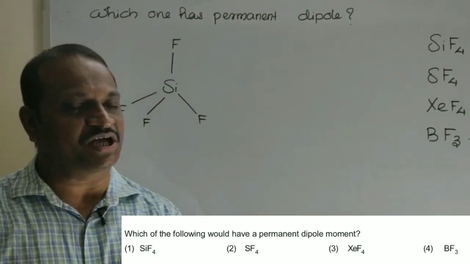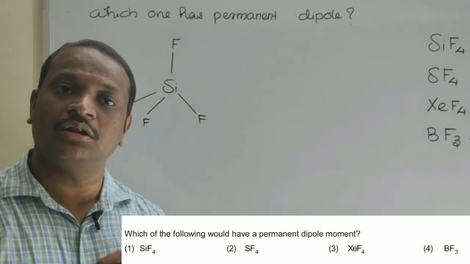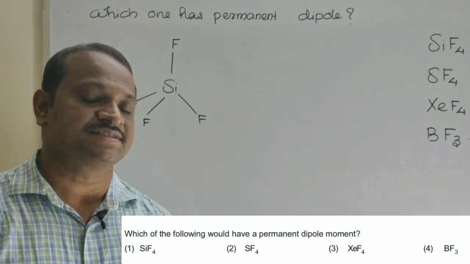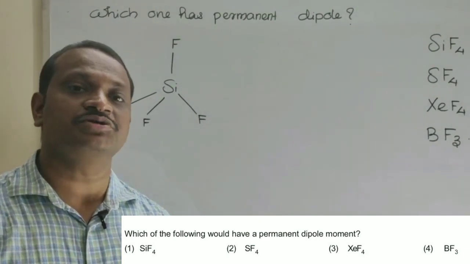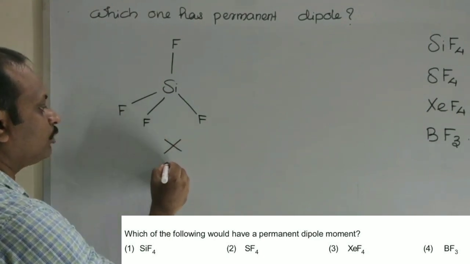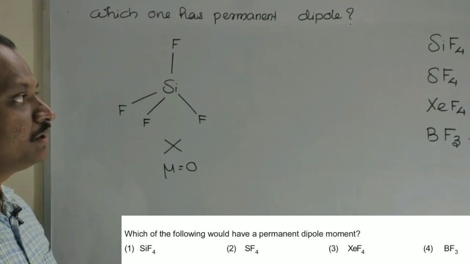You know what the specialty of tetrahedral is? All the bonds are equidistant and all the bonds have the same bond angle. So there is no such dipole moment. All the dipoles are getting cancelled by each other. So this compound does not have a dipole moment. You can write mu equals 0 in this case.